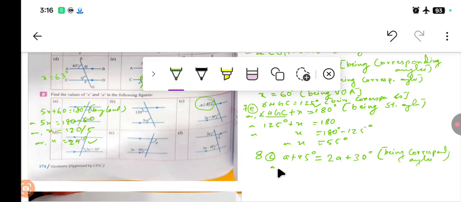Now let us solve this equation. A will come to the left side, all alphabets one side, all numbers go to the right side. Side change, sign change. 2a came this side as minus, 45 went that side as minus. Now this is minus a will be equal to minus 15. Minus and minus can be removed. As we divide both sides by minus, it will become plus. So a will be equal to 15 degree. So this is how question number 8 is also solved.